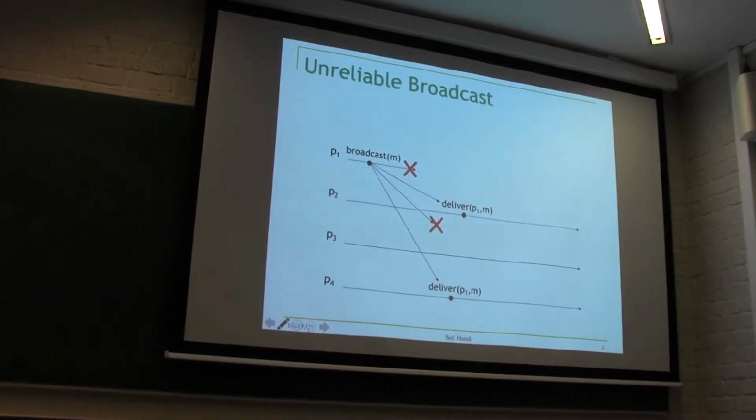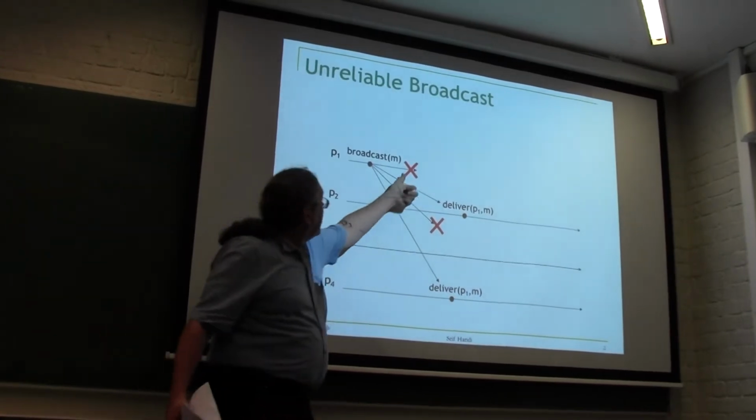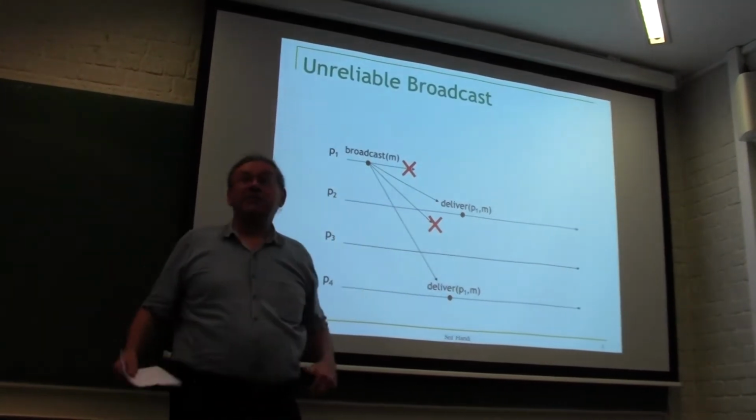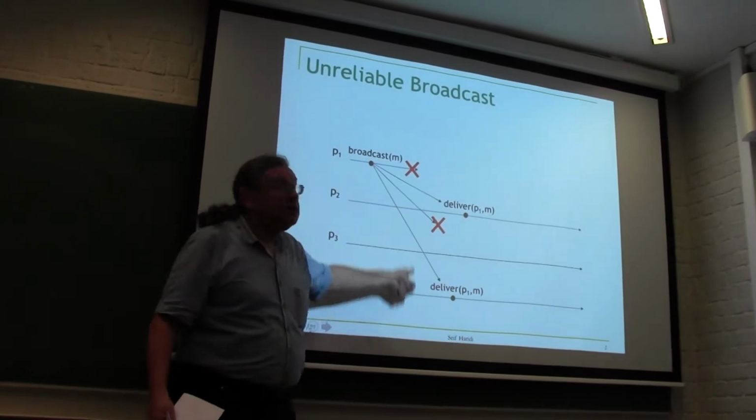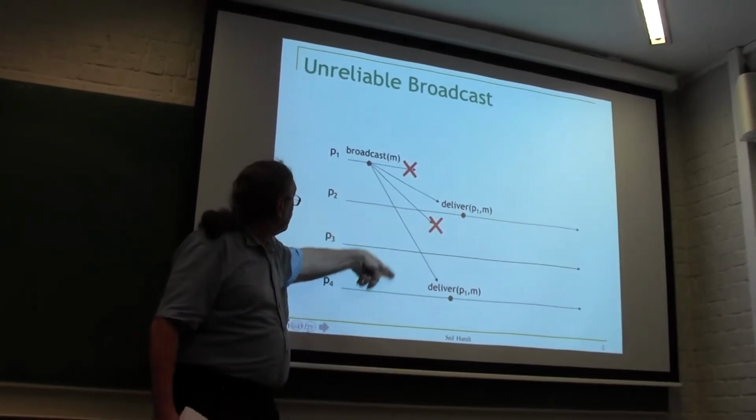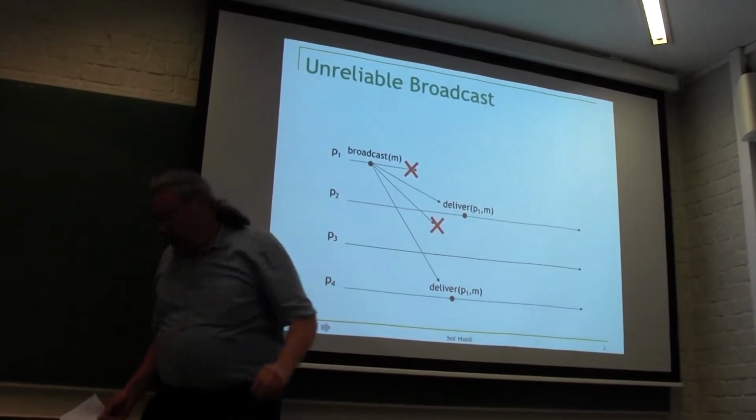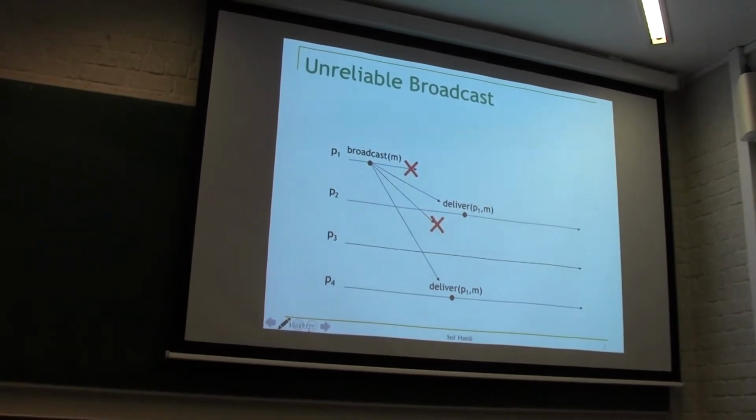We want an algorithm that also works nicely when there are failures. Here we have failures, it's kind of messy. You don't know who gets it. We don't know which one got it. So we want something nicer.